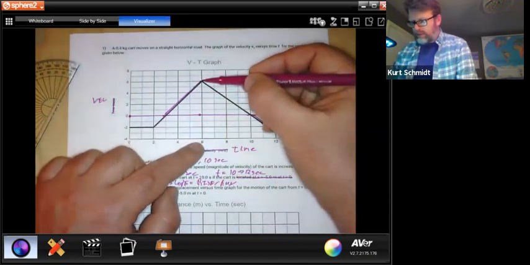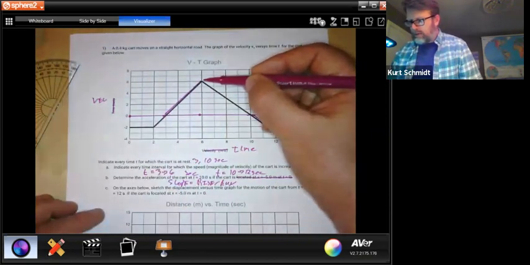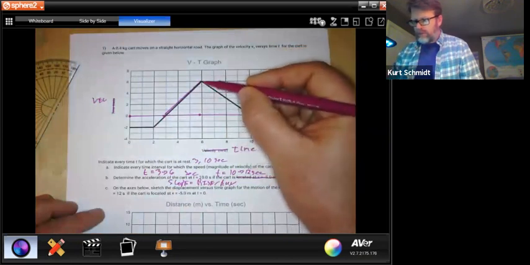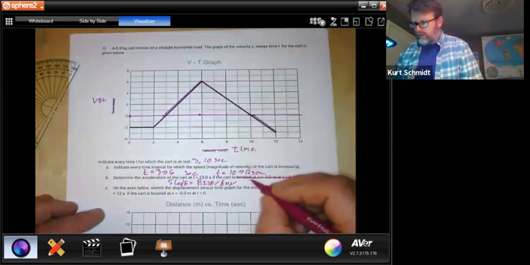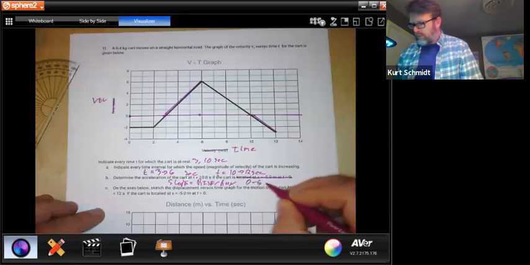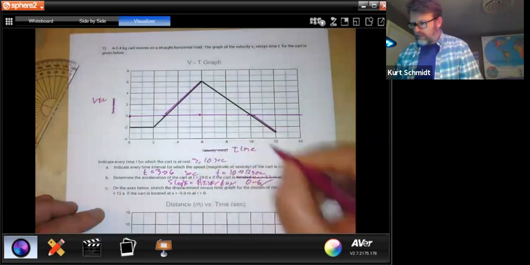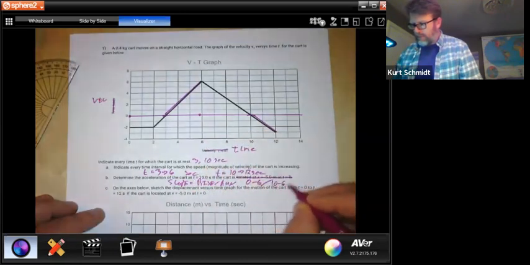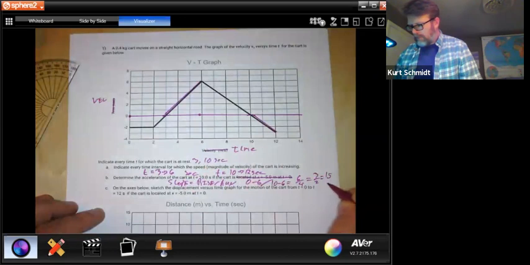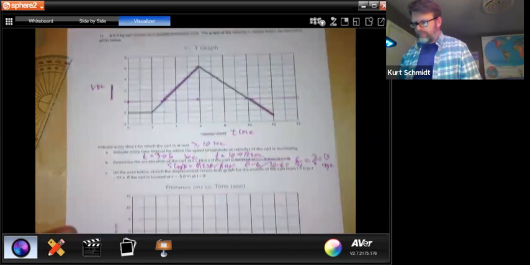So it starts at 6. Let's go back and do that. I'm going to go from 6 to 0 as my rise, and then my run was from 6 seconds to 10 seconds. Now we have our acceleration.